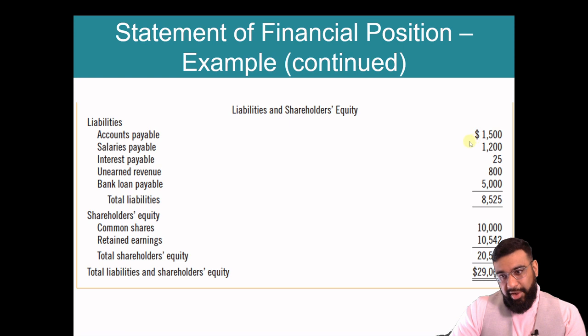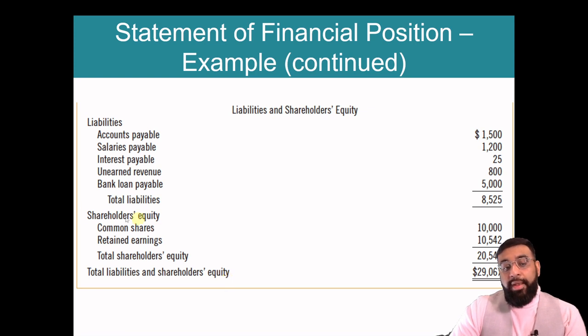So once again, we have a dollar sign to denote that all of these are dollars. Total liabilities is not the final figure. That's why it's not underlined or doesn't have a dollar sign there. It is a very important figure, but the main figure for this part of the balance sheet is going to be total liabilities and shareholders' equity.